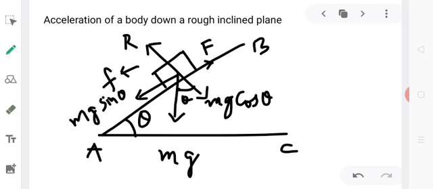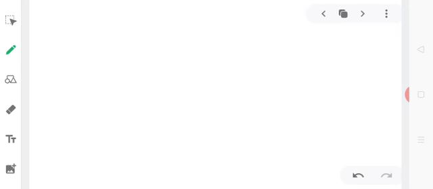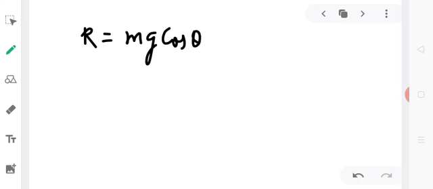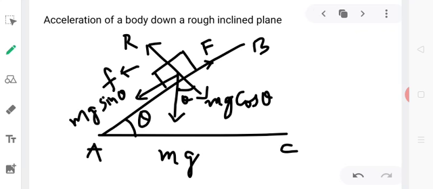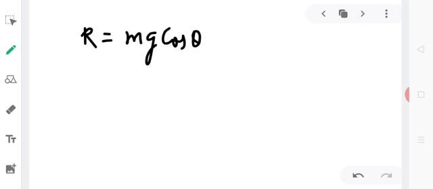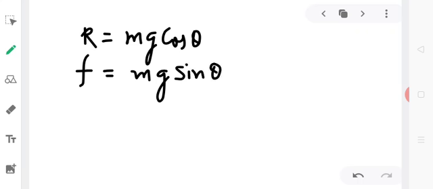So let's quickly write down the equations. We can write down R, that is normal reaction, to be equal to mg cos of theta, as it is quite clearly visible in the diagram. And net force on the body, if we represent it by small f, will be equal to mg sin of theta minus force of friction, as you can see in the picture.